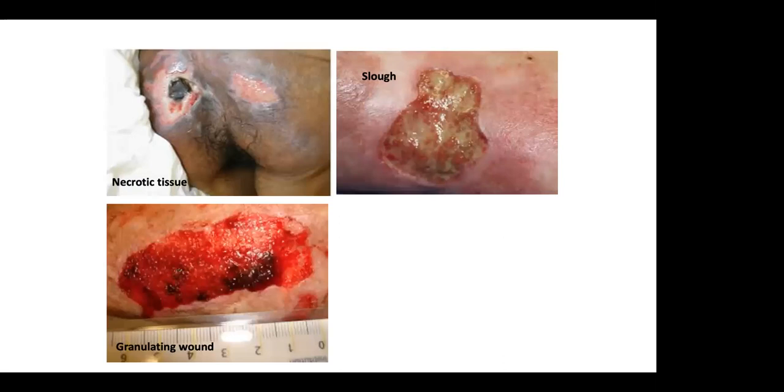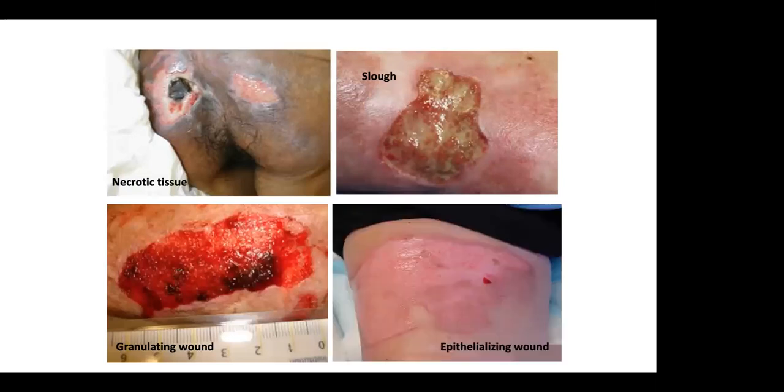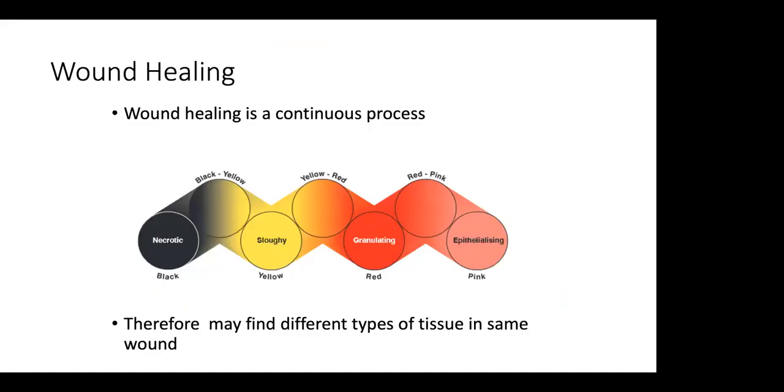Red would be nice granulating tissue. And pink tissue is normally epithelial tissue. The wound edge is coming closer. So it's a continuous process, but the idea is trying to move from the black or the yellow to get to a nice red color. And if you get a good red color, you're probably able to end up with a nice pink epithelial tissue.